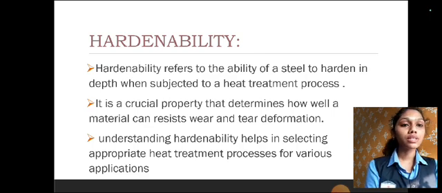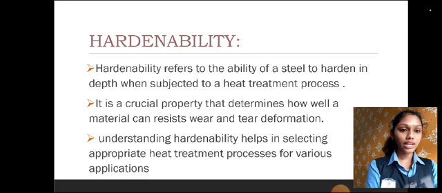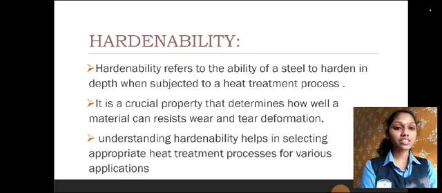Hardenability refers to the ability of a steel to harden in depth when subjected to a heat treatment process. It is a crucial property that determines how well a material can resist wear and tear deformation. Understanding hardenability helps in selecting the appropriate heat treatment process for various applications.